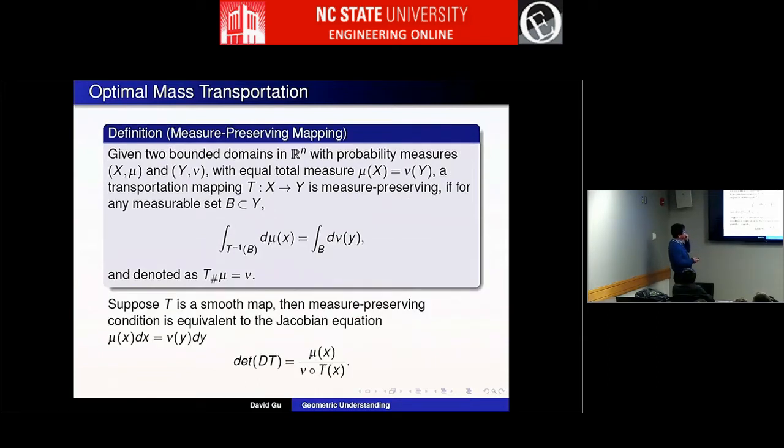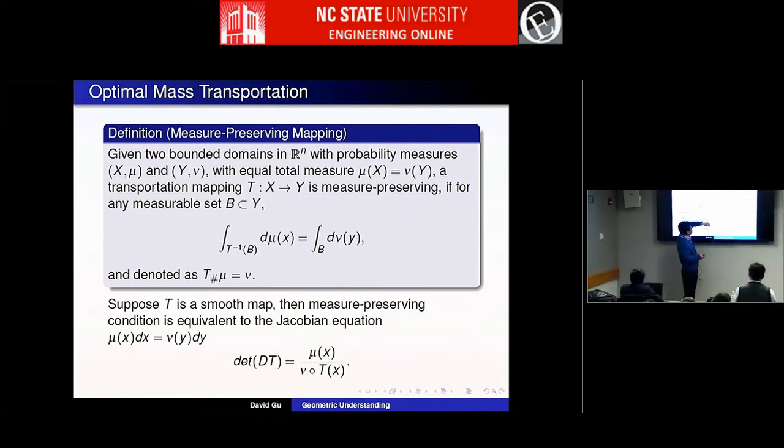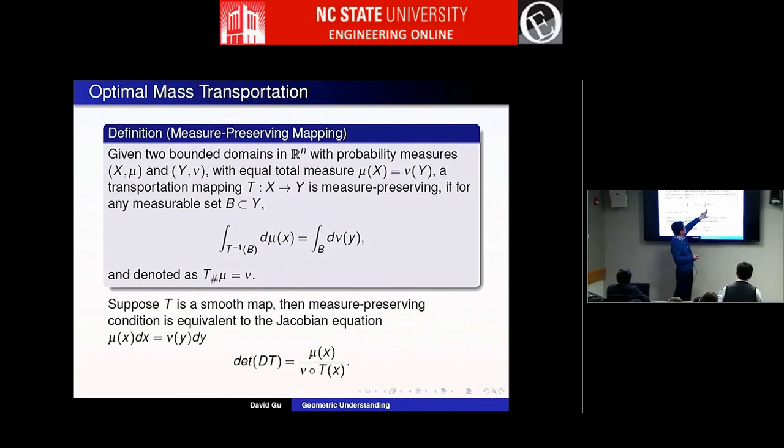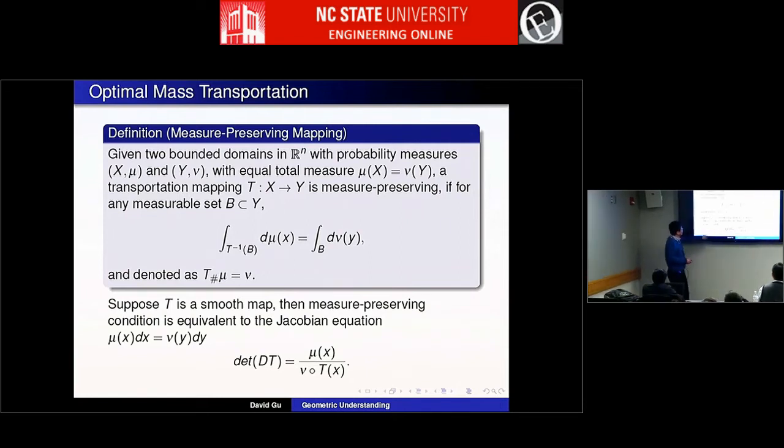Then we put everything in rigorous terms. So basically, how do we say the mapping is measure preserving? We have a mapping T here, and for any measurable set B, the nu volume of B equals the mu volume of the pre-image of B. This equation holds for an arbitrary measurable set B. Then we say the mapping is measure preserving, meaning the production and the consumption are balanced.